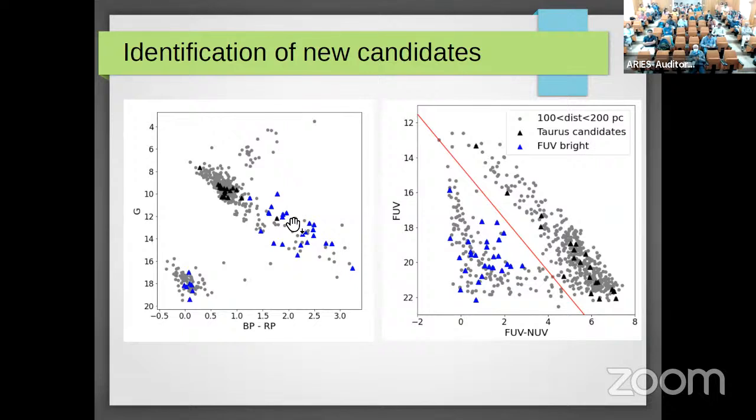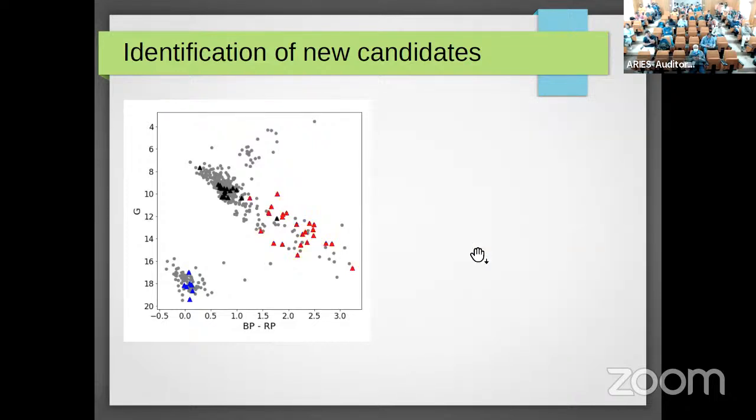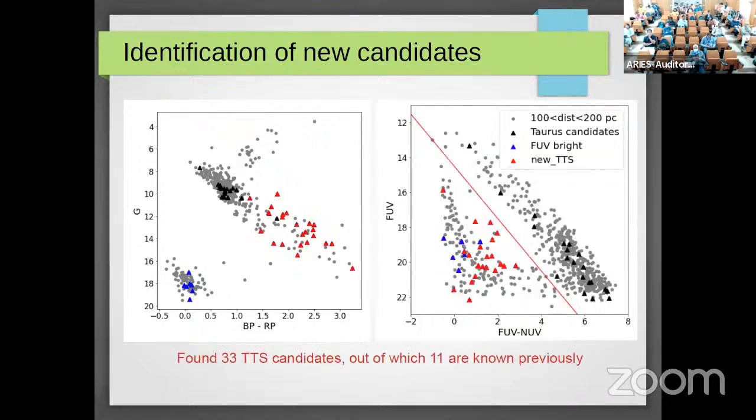Now, what will be the candidates for the T Tauri stars? All these blue dotted points, which lie in the pre-main sequence in the optical and not in the white dwarf sequence, are the final candidates. So we found 22 new candidates, and we have also retrieved 11 previously known T Tauri star candidates.